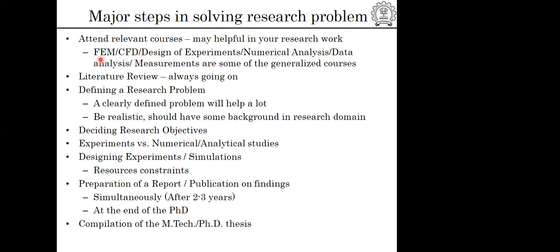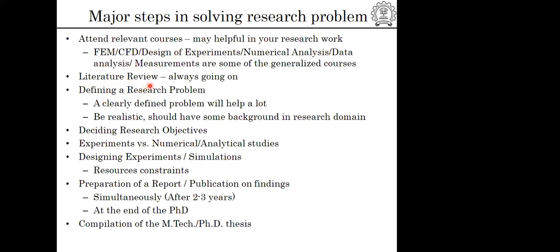For example, finite element analysis or computational fluid dynamics are courses you will take if you want to carry out any kind of numerical simulation work. Design of experiments, DOE, where you will understand different optimization methods, the DOE method, the Taguchi method, and so on. Plus numerical analysis, data analysis, measurement. These are some of the courses which I would recommend every PhD student take, depending upon what kind of choices they have.